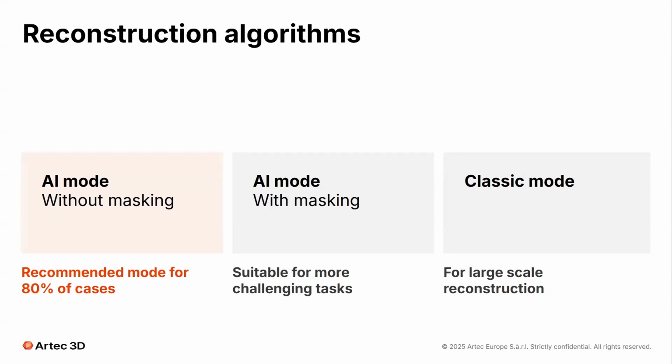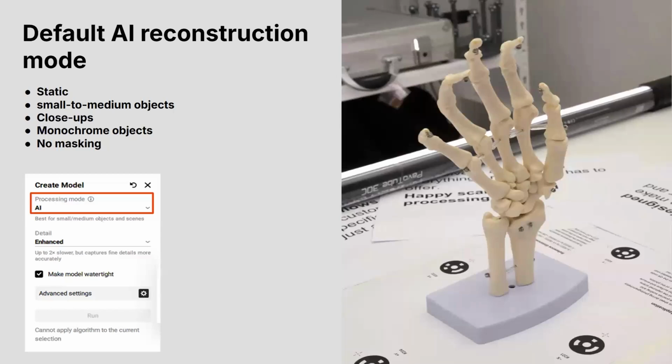Then for tricky cases, for challenging tasks, we have the AI mode with masking. And finally, we have the classic mode, which is best suited for large scale reconstruction. Now let's take a closer look at the actual examples.